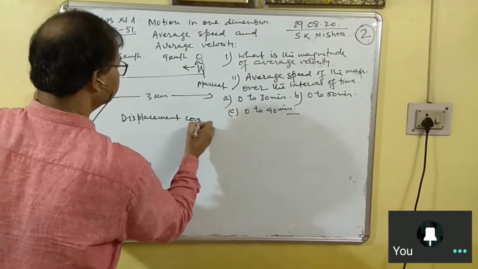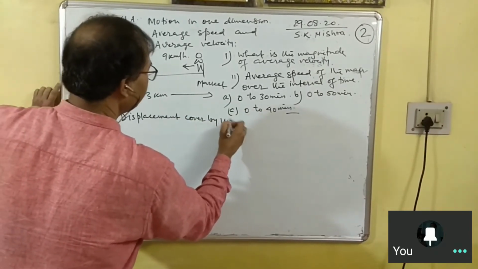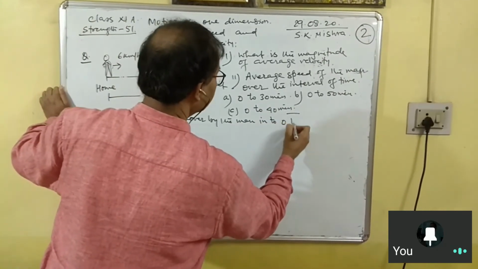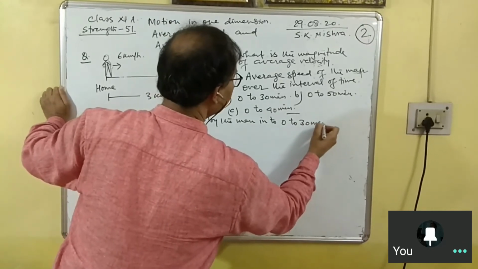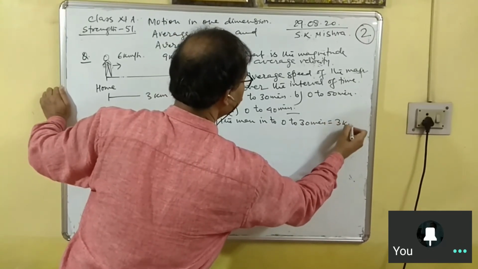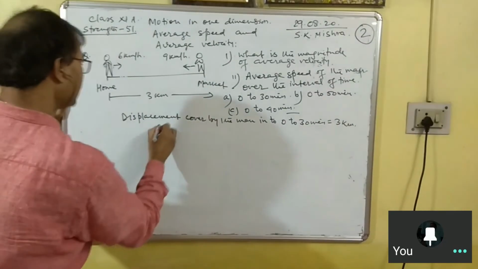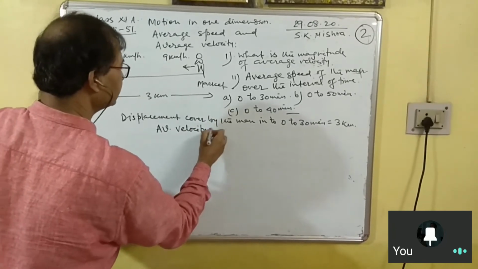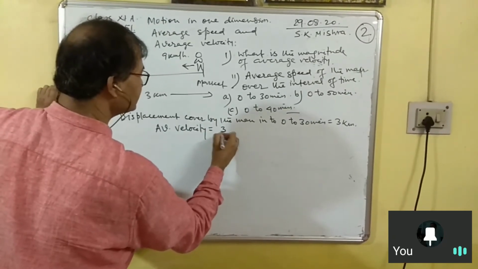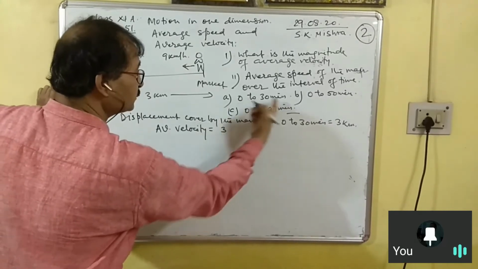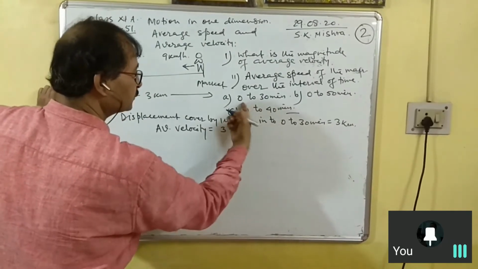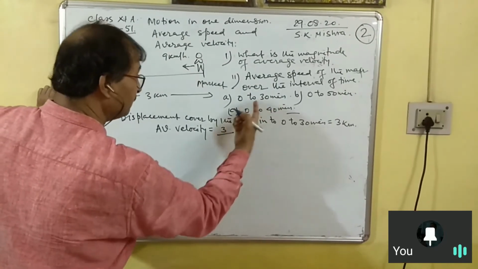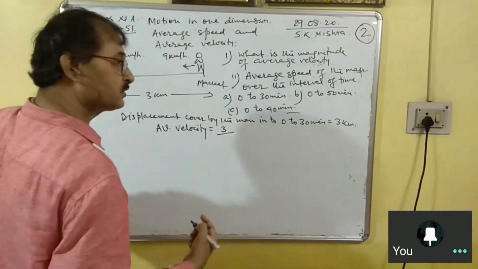So the distance or displacement covered by the man in 0 to 30 minutes is how much? 3 kilometer. Okay. First we are finding average velocity. So average velocity is total displacement, and now we are talking about 0 to 30 minutes, so focus on this time interval. 3 kilometer divided by the time taken, 0 to 30 minutes. Convert this into hour. So 30 minutes is how much hour?